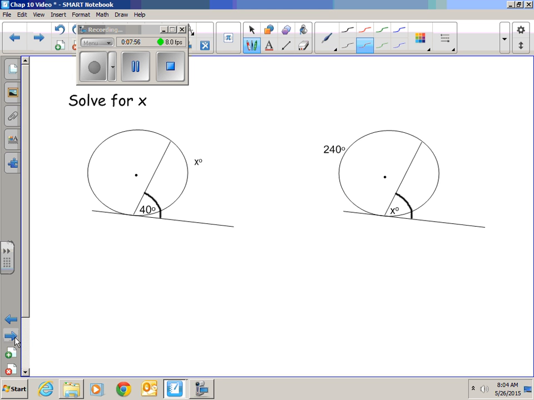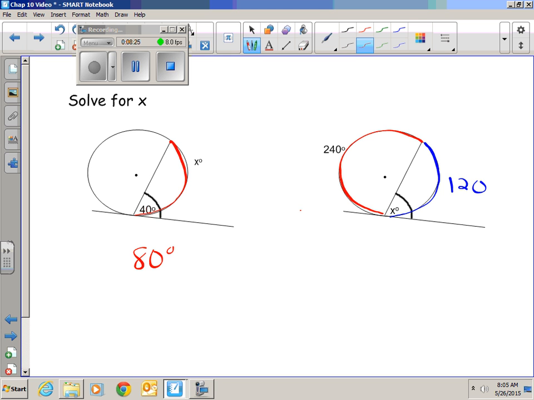Let's do these two. This arc right here, x, is going to be twice that angle, so it's 80. And let's look at this guy. If this arc is 240, that means that this arc right here is, yes, 120. We're going to subtract the 240 from 360. And notice now we have a chord tangent angle.